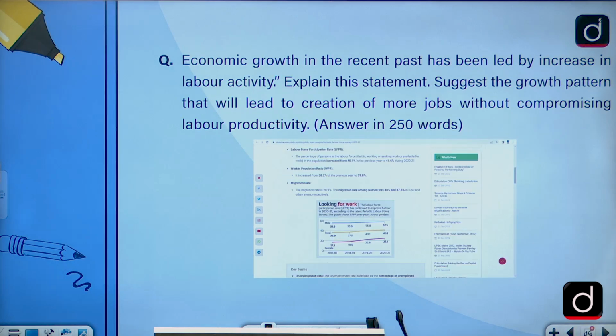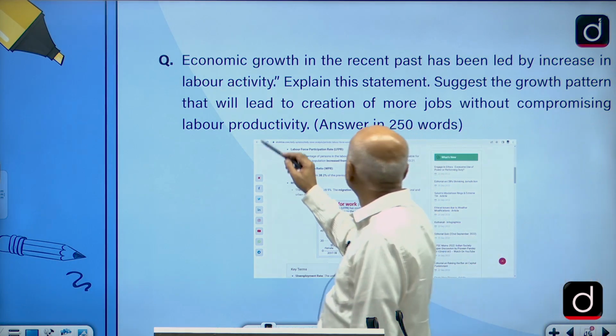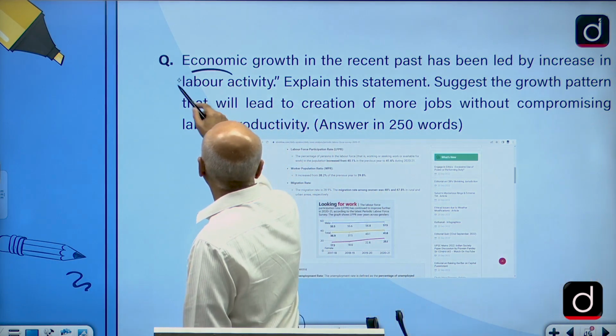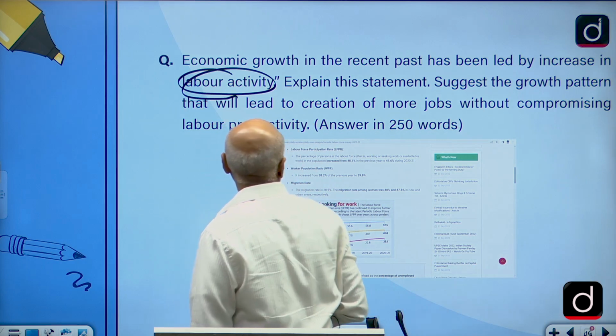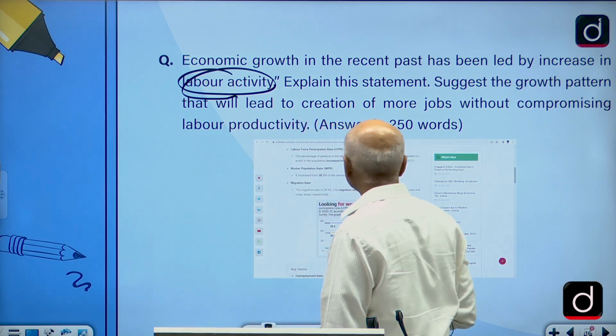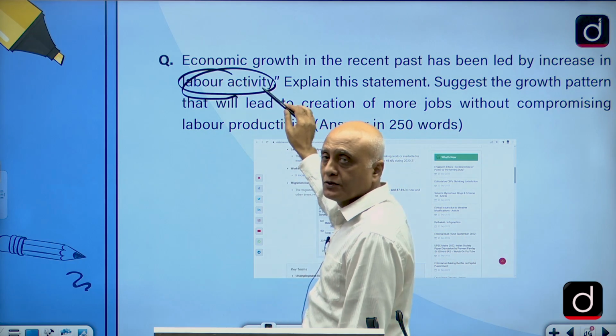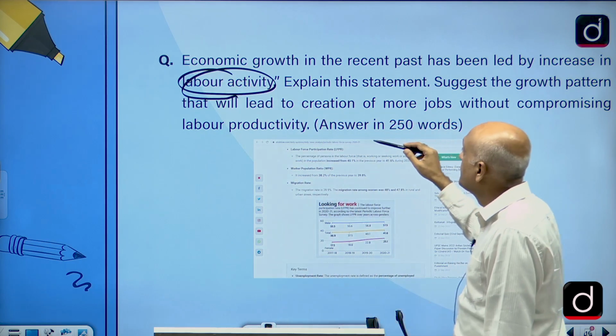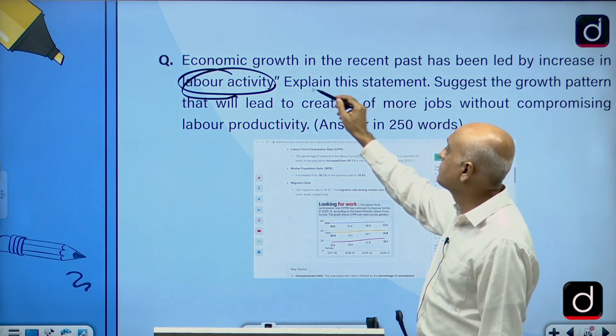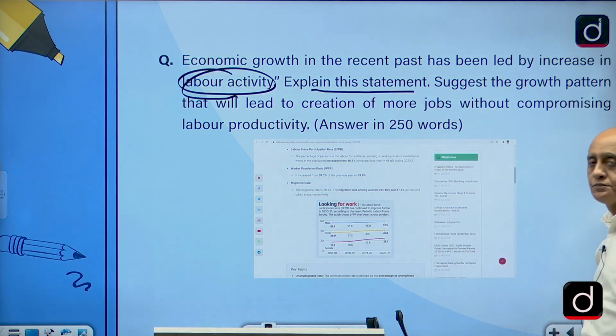Moving on to the next question, we have: economic growth in recent past has been led by increase in labor activity. There is no question in this. This is just a context line, a statement. So don't find a question in every line. Here is the question that you have to explain. Otherwise, this was not a question.